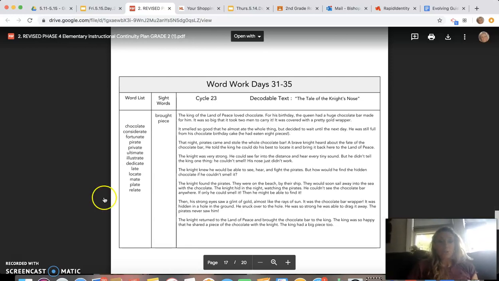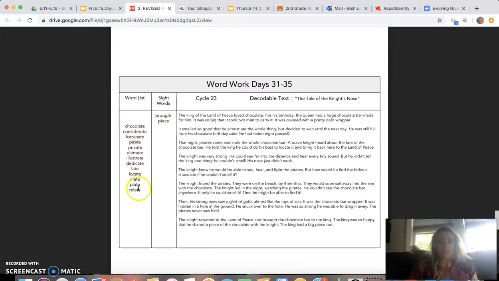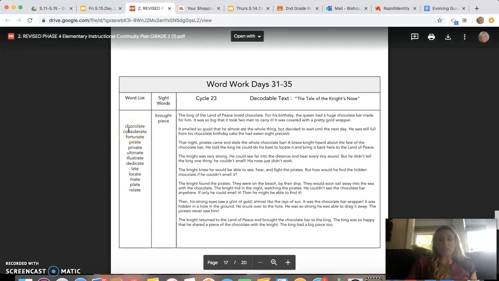You are supposed to use Cycle 23 words list, so these words here, and you need to use them in five silly sentences. You could also use them to create a silly story. That would be really creative. I would love to read those. So let's take a look at these words that you can use.